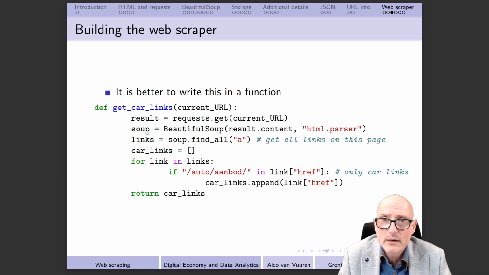We are going to create an instance of Beautiful Soup, which we call soup. Then we are going to find all the different links. And then we are going to make a list of car links that only has the real car links, because these are only those links that actually have these words in their URL that we have over here. And then we return those car links.